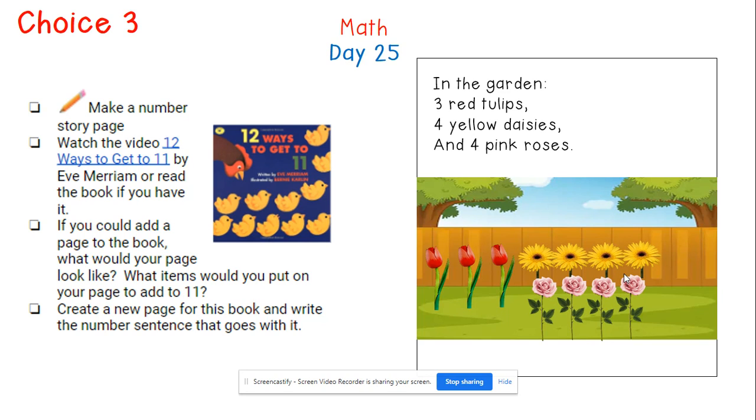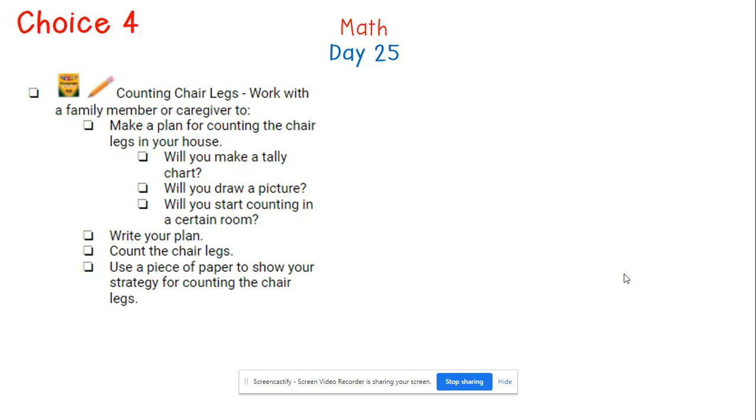Make sure you use the same number of drawings that you use in your story. Then on the bottom, don't forget to use your number sentence. So my number sentence was 3 plus 4 plus 4, and it should equal 11. Yours should equal 11 too, since you're adding a page to the book, 12 Ways to Get 11.